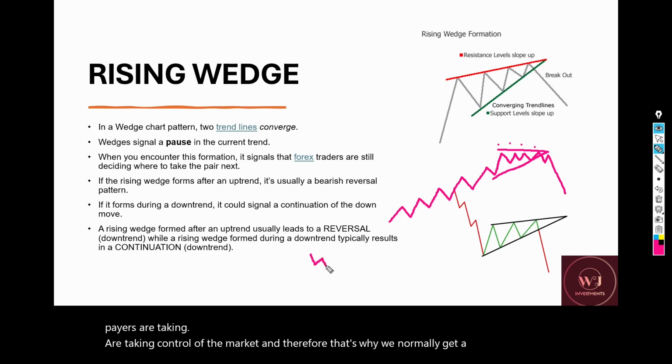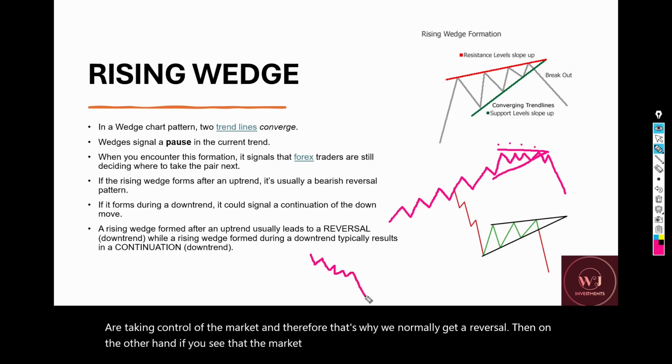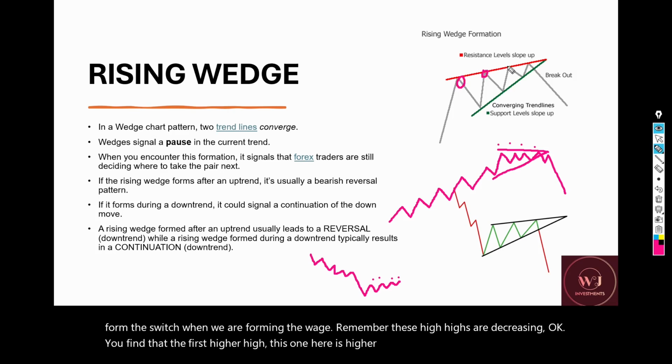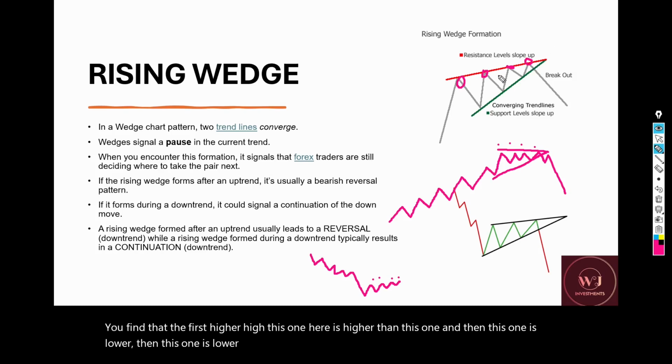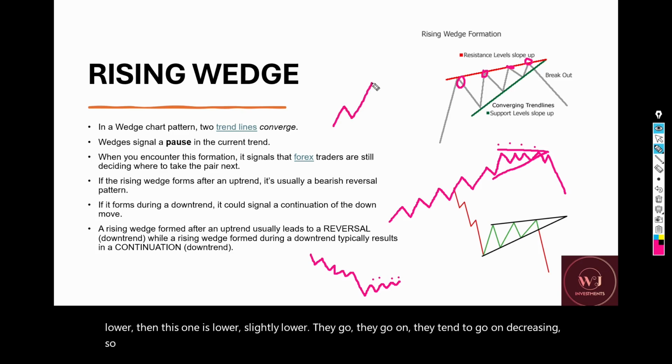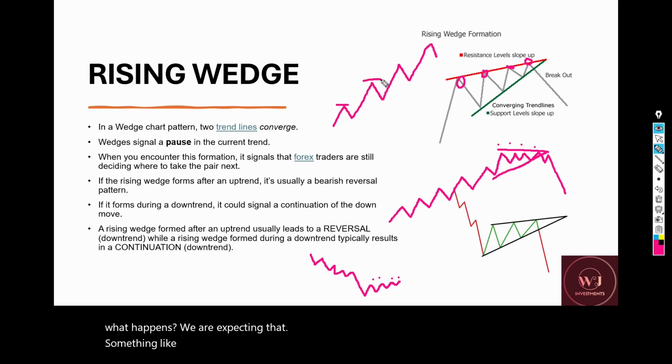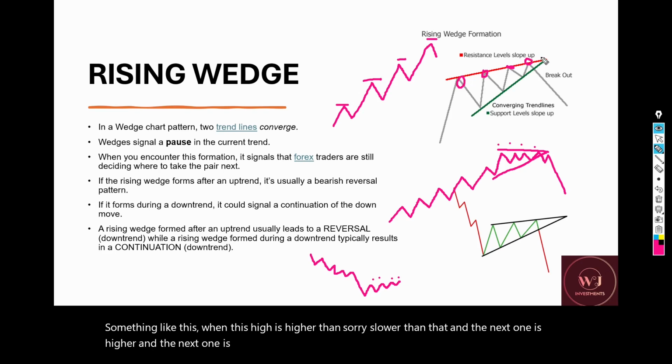On the other hand, if you see that the market is in a clear downtrend, and then we start to form this wedge. When we are forming the wedge, remember these higher highs are decreasing. You find that the first higher high, this one here, is higher than this one, and then this one is lower, then this one is slightly lower. They tend to go on decreasing. So what we are expecting is something like this, where one high is lower than that, and the next one is higher and the next one is higher, but here they tend to be decreasing.